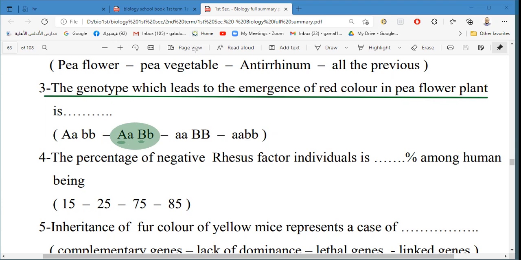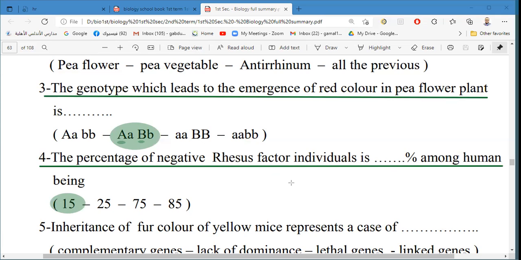Remember this. Okay? Ruqayya now. The percentage of negative rhesus factor individuals among human beings is 85? Negative or positive? No, 85 is for positive. But the negative is what? 15. 15, very good. The negative is 15. Thank you very much.